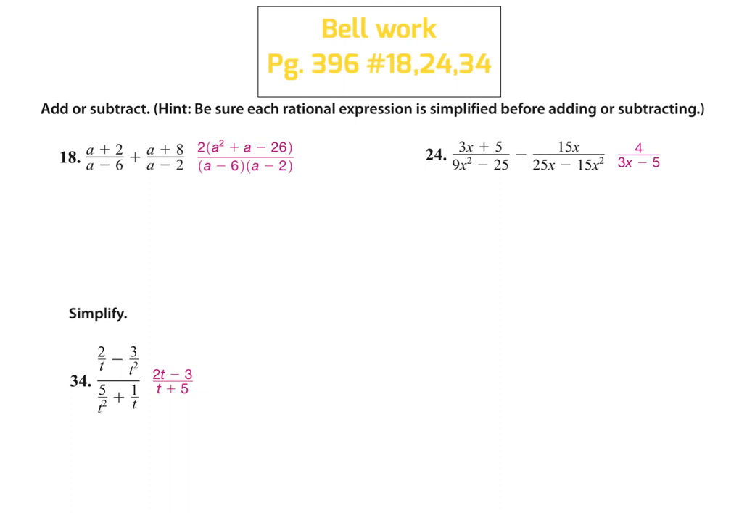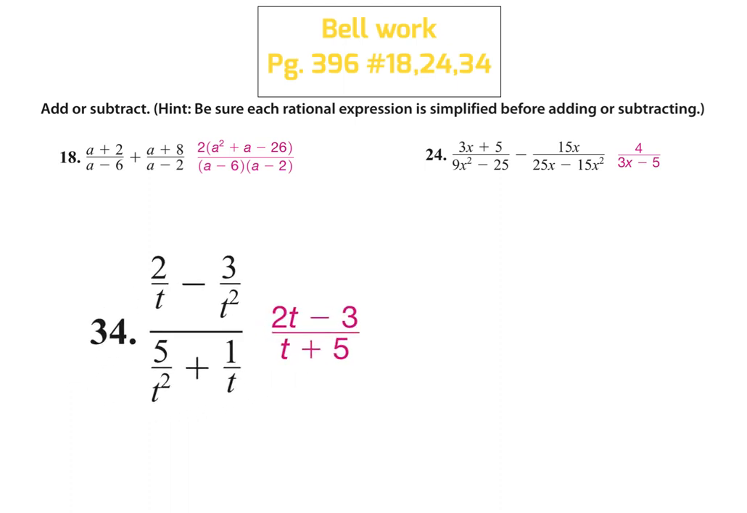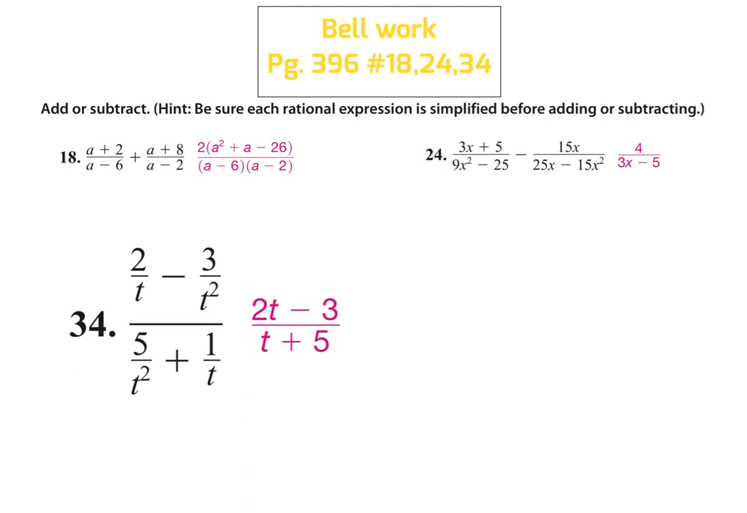So 34 is a complex fraction. What we're going to do is find the common denominator, and we're going to multiply everything by that common denominator. If you look at the denominators, you have t squared and t. Those are all the same factor. We're just going to use the highest one, which is t squared. So we are going to multiply every one of these pieces by t squared.